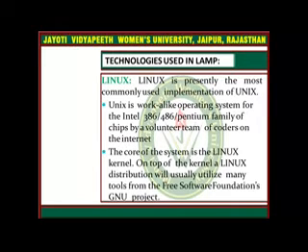Technologies used in LAMP. First, Linux. Linux is presently the most commonly used implementation of Unix. Unix is a work-alike operating system for the Intel 386/486 Pentium family of chips by a volunteer team of coders on the internet. The core of the system is the Linux kernel. On top of the kernel, a Linux distribution will usually utilize many tools from the Free Software Foundation's GNU projects.